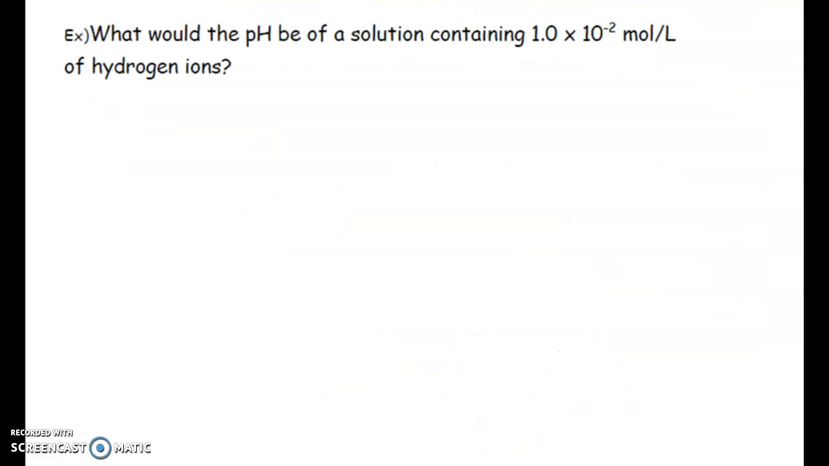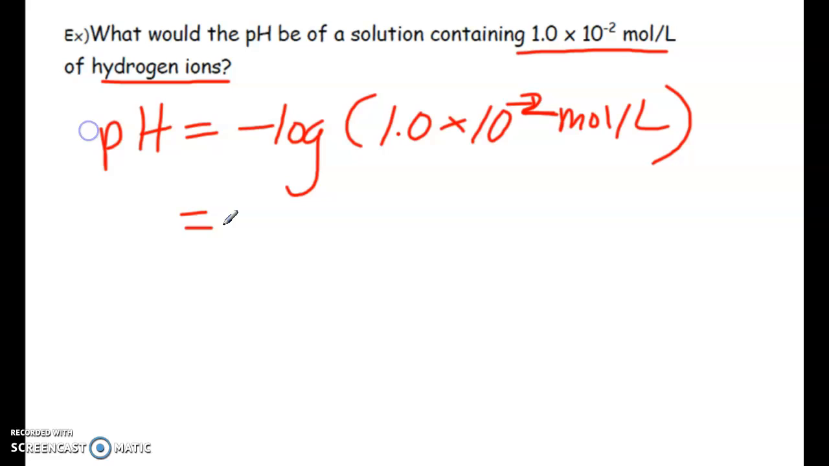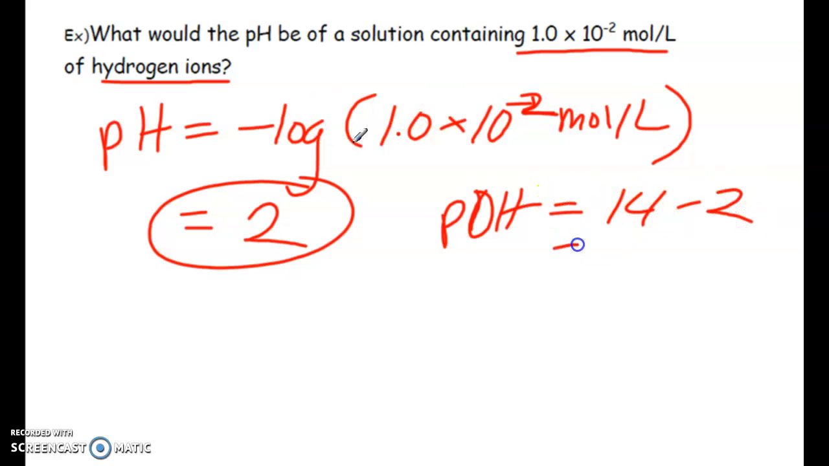So here's a very simple introductory example, and we'll do some other ones in a second here. What would the pH of a solution be if we have 1.0 times 10 to the negative 2 moles per liter of hydrogen ions? Right, so very straightforward. They're giving us the hydrogen ions, which is very nice. So if we do negative log, remember your bracket, 1.0 times 10 to the negative 2, we should get a value here of 2. So pH of 2. So pOH, if you had to, would be 14 minus 2, which is 12.